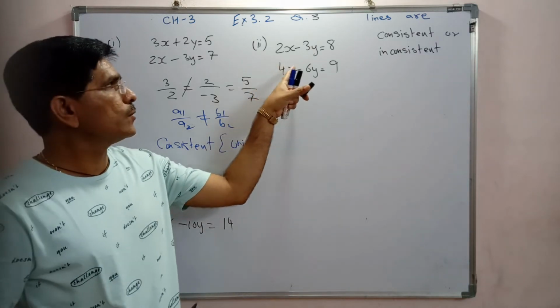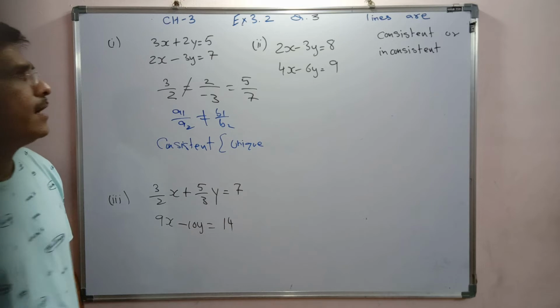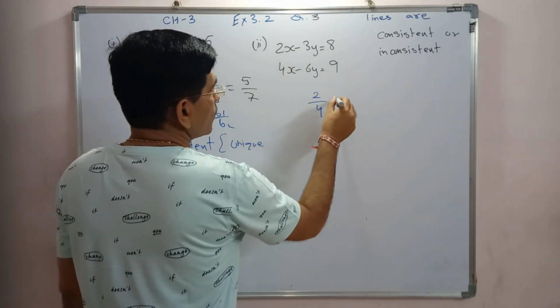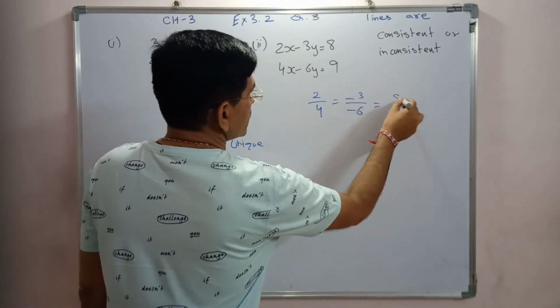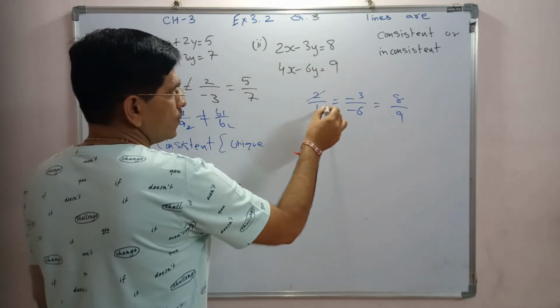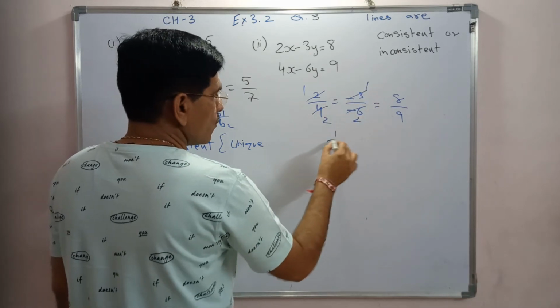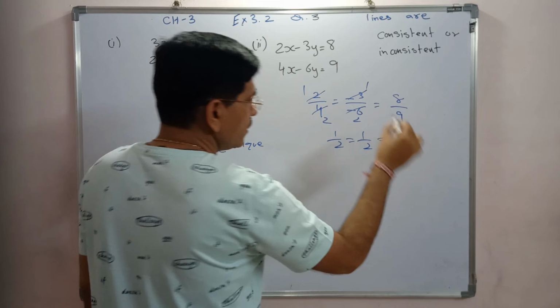Same thing now. 2x minus 3y is equal to 8, 4x minus 6y is equal to 9. Again we have to put in the values, that is 2 upon 4 is equal to minus 3 upon minus 6 is equal to 8 upon 9. If you see, 2 2s are 4, so 1 by 2. 3 2s are 6, so 1 by 2. So 1 by 2 is equal to 1 by 2, not equal to 8 upon 9.